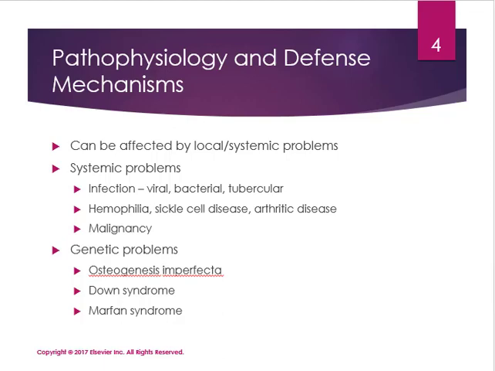So some of the systemic concerns might be infection, whether it be viral, bacterial, or tubercular. Could be hemophilia, sickle cell, an arthritic disease, or it could be a malignancy. There are also genetic problems that can impact bone and muscle health, including osteogenesis imperfecta, Down syndrome, and Marfan syndrome.